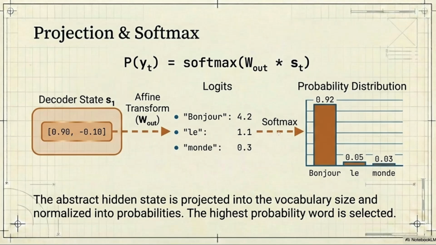In our example, the model assigns 92% probability to the French word bonjour. It effectively says, given that I started with the context hello world, the most likely first word is bonjour. That's what we're effectively saying using the linear or dense layer.